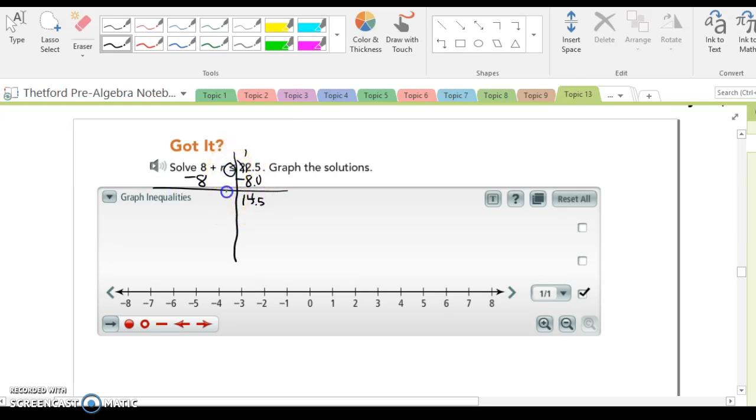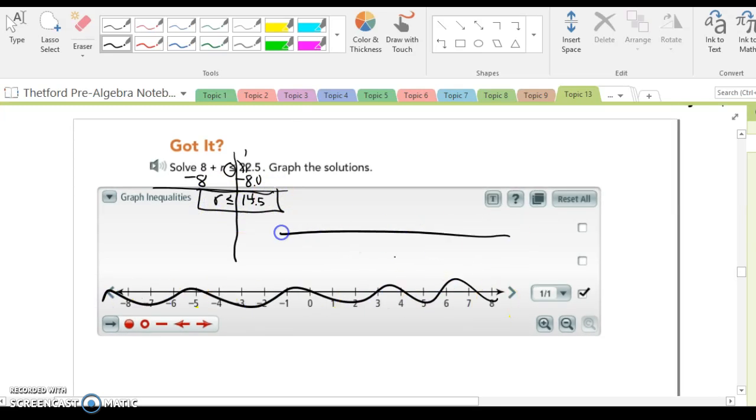We keep our symbol the same, and we just bring it down, and then bring down our letter. So our solution is R is going to be less than or equal to 14.5. I don't like this graph, so we're just going to make our own. So at 14.5, we know that it's going to be a closed circle because there's a line underneath. And then it's everything below that.